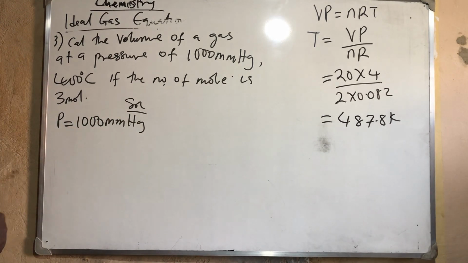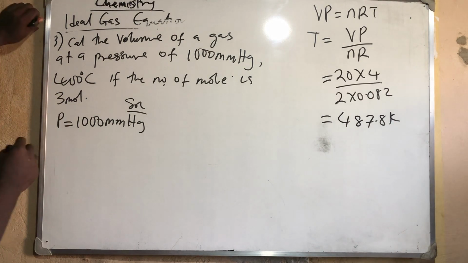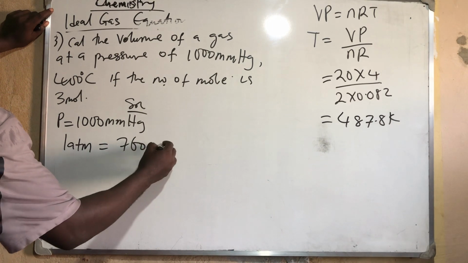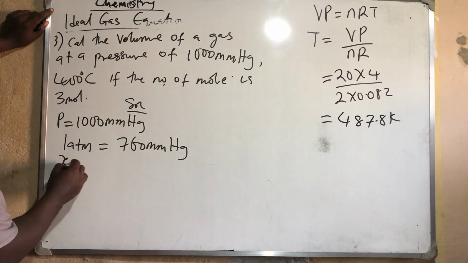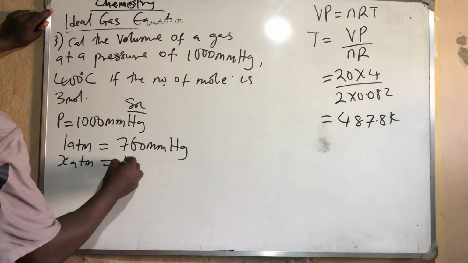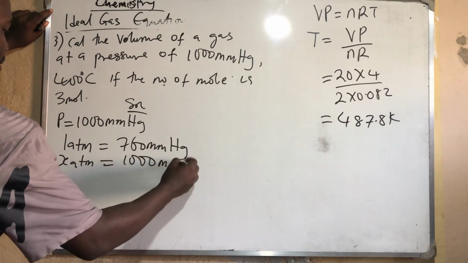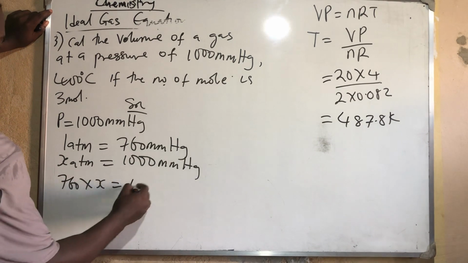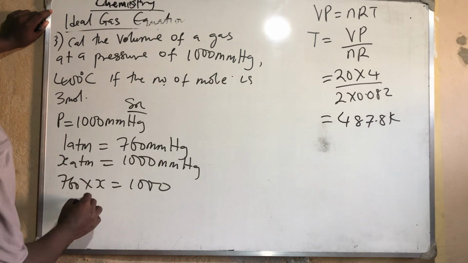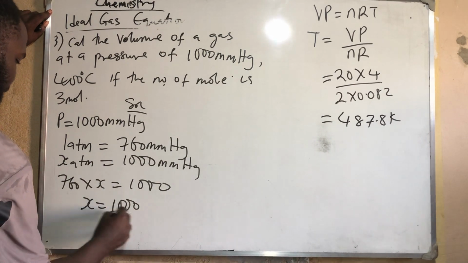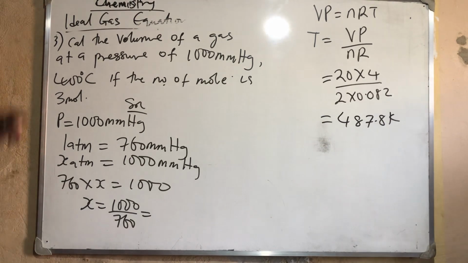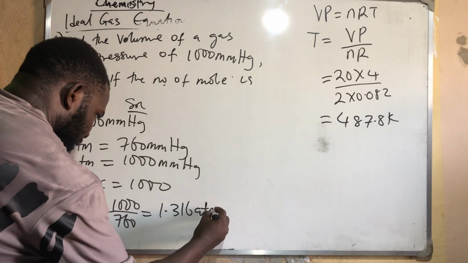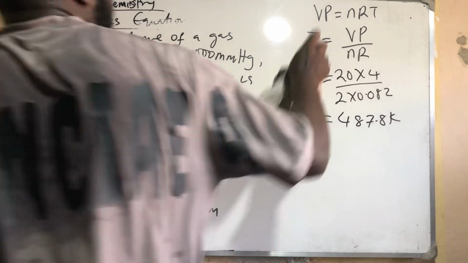And I told you that your pressure must be in atm. But we know that 1 atm is equal to 760 millimeter mercury. So x atm that I'm looking for is equal to 1000 millimeter mercury. If you cross multiply, you have that 760 times x is equal to 1000 times 1, which is 1000. So my x will now be 1000 divided by 760. To convert it to atm, you will now have 1.316 atm. All right, I've gotten my pressure in atm.